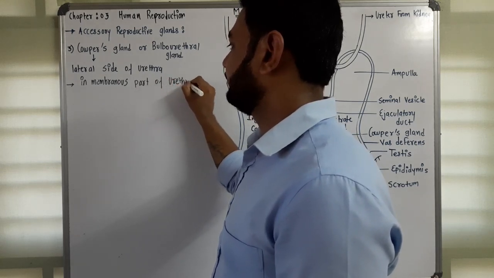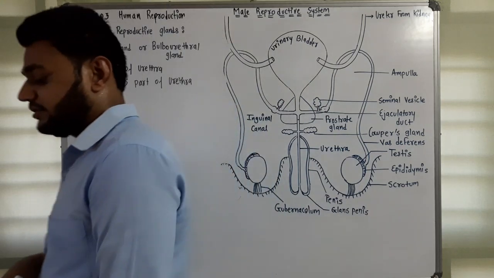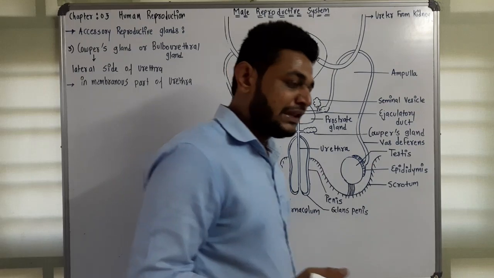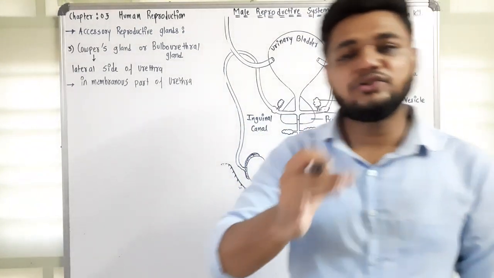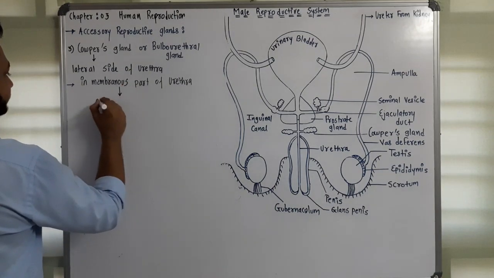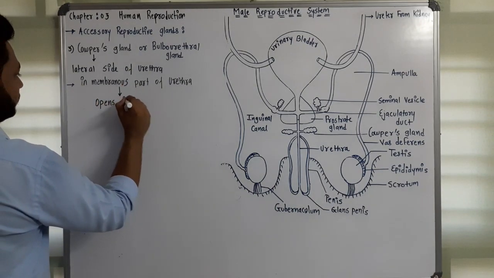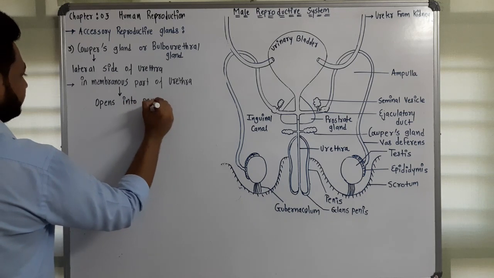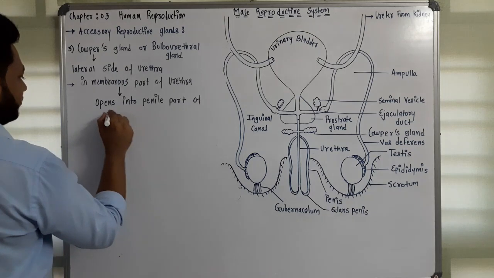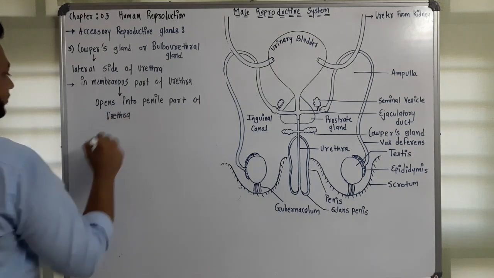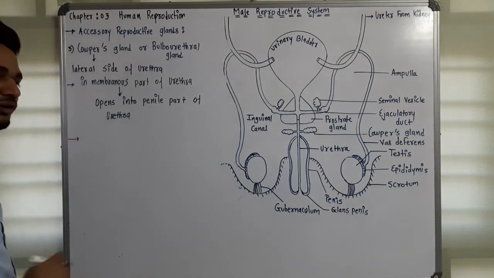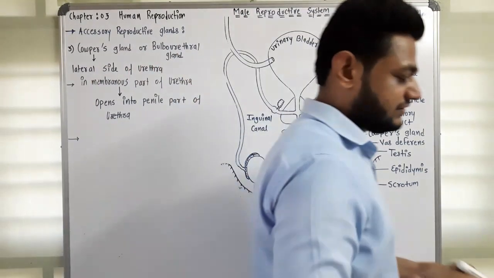So basically, it is located on the lateral side of the urethra and in the membranous part of the urethra, and this opens into the penile part of the urethra. Okay, so this is about the location. Now the secretion of the bulbourethral gland does not get mixed with the semen.